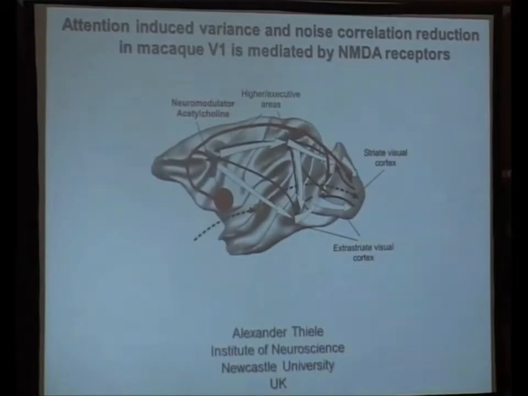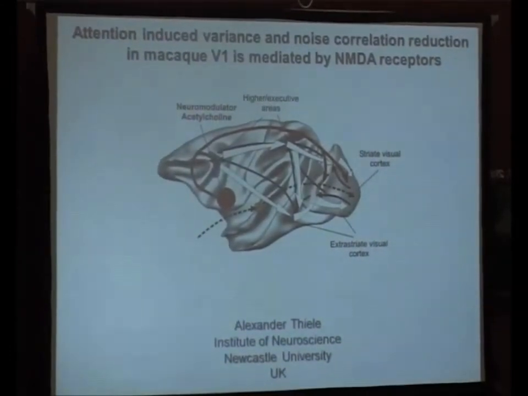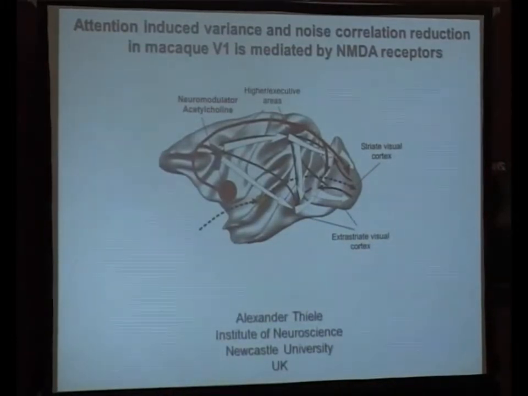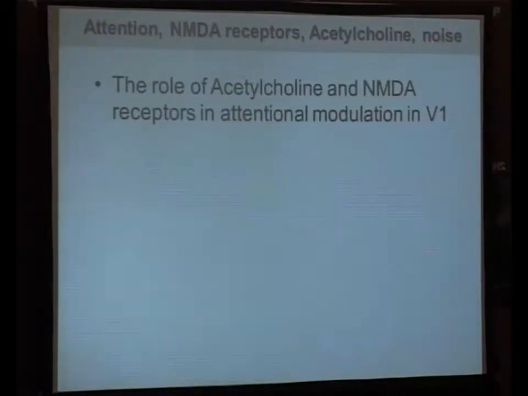Attention-induced variance and noise correlation reduction in macaque V1, which is mediated by NMDA receptors. And so the things I'm going to talk about is not just NMDA receptors. I'm going to first give you an insight of what acetylcholine does with respect to various signatures of attention in V1, because it very much contrasts to what NMDA does. And I will hopefully convince you that you can actually dissociate certain attentional signatures at the receptor level in primate V1.